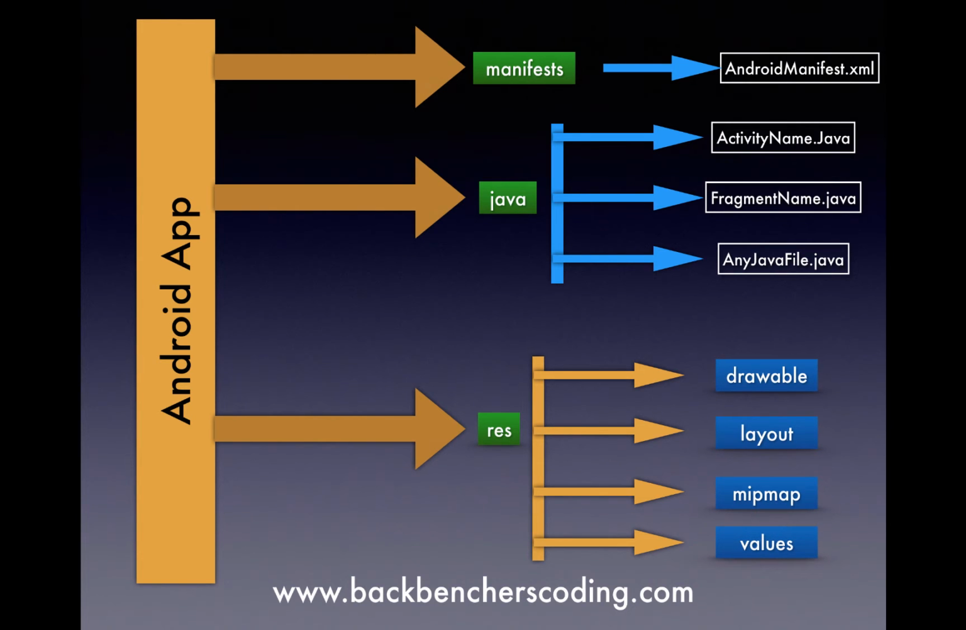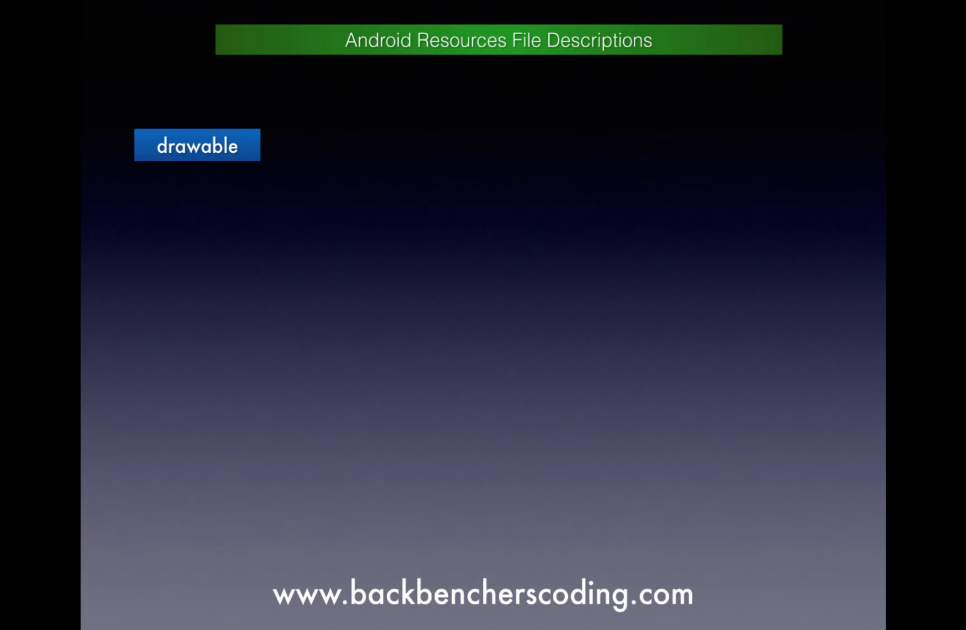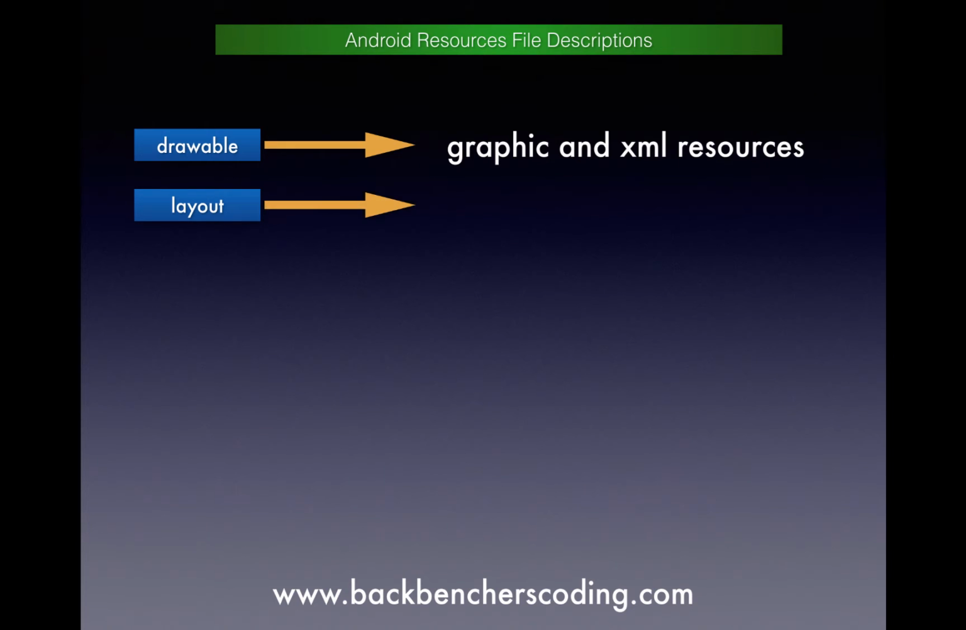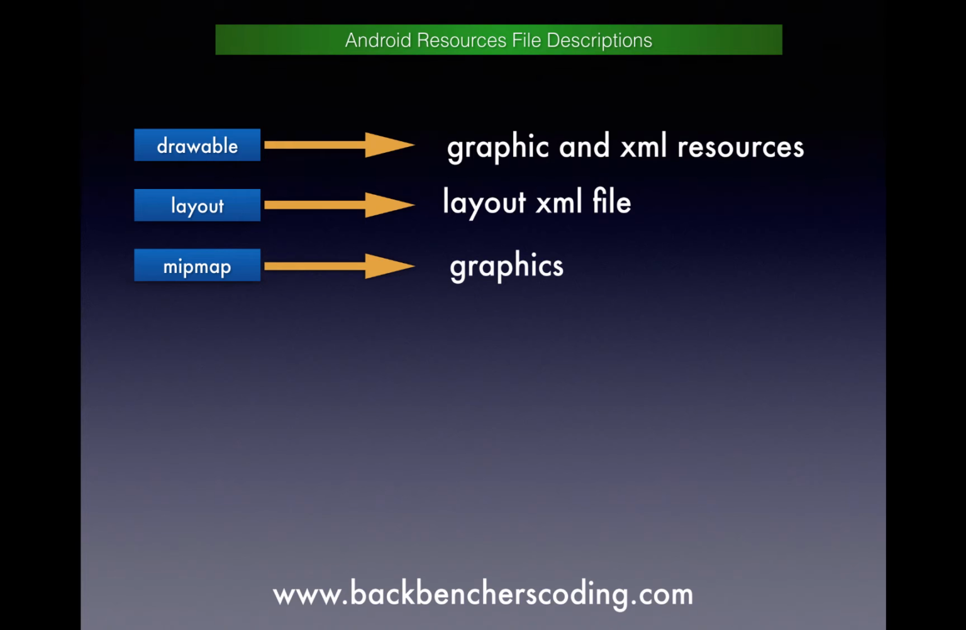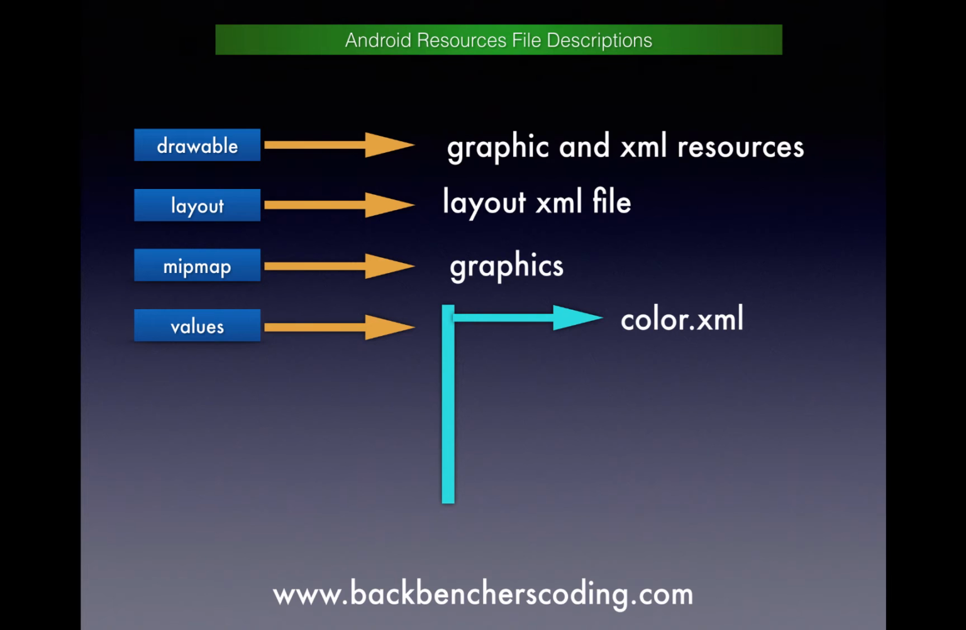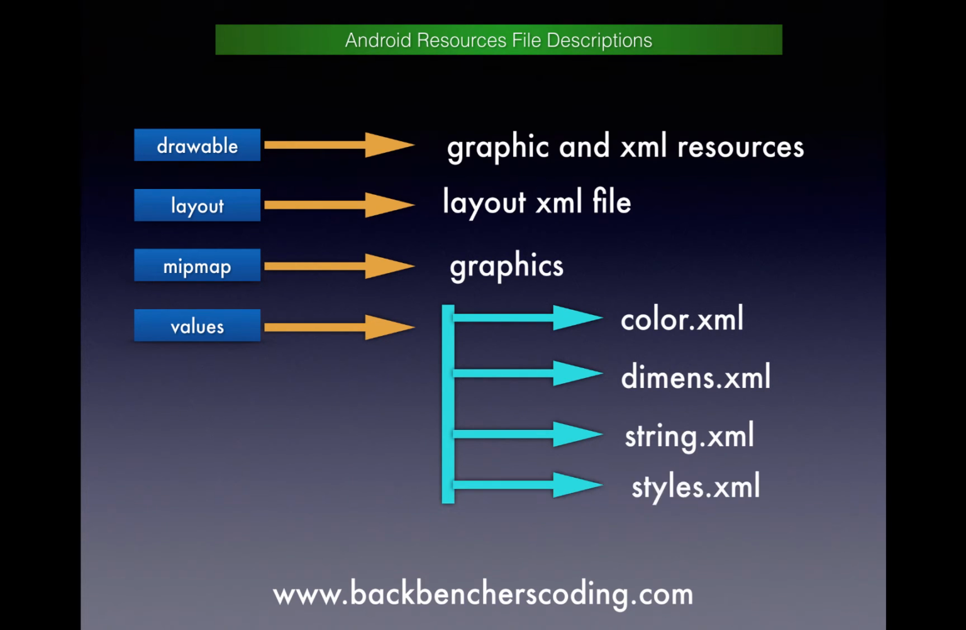So let us see the resources folder in detail. The drawable folder is responsible for graphic and XML resources, whereas the layout folder is responsible for the layout XML file or the design file. The mipmap folder is used for graphics, and the values folder is used for changing the color in color.xml, providing dimensions in dimensions.xml, providing a string value in string.xml, or providing a style to your Android application.